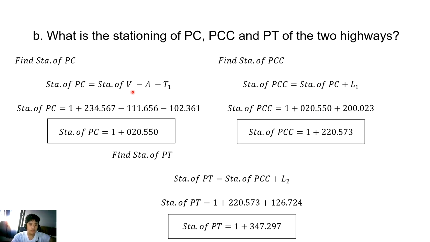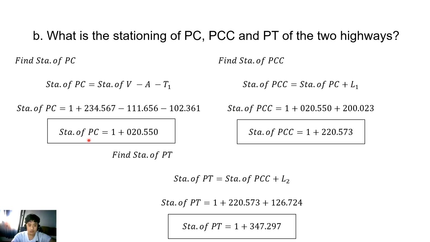For the station of PC naman, same formula pa rin sa kanina. So, station of vertex minus A minus T1. So, substitute lang natin. 1 plus 234.567 minus 111.656 minus 102.361. And we'll get the station of PC na 1 plus 020.550.